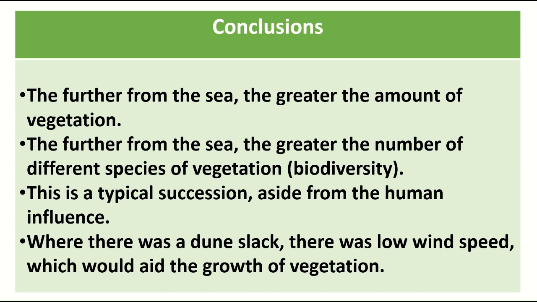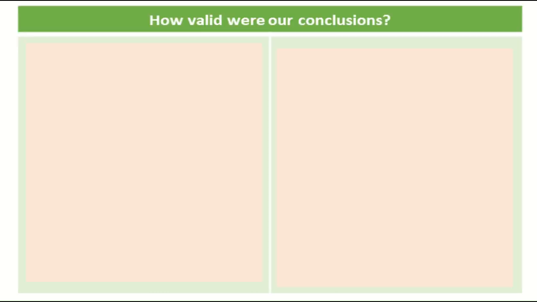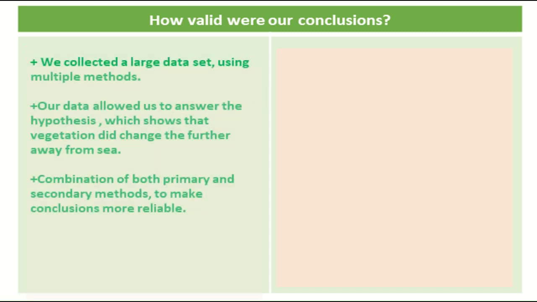And where there was a dune slack, that's when we got up and over the sand dune. There was low wind speed, and that would aid the growth of vegetation. However, we have to be really honest with ourselves here and ask how valid were our conclusions. Well, on the one hand, they were fairly valid.